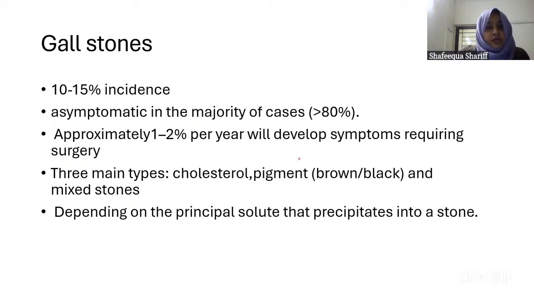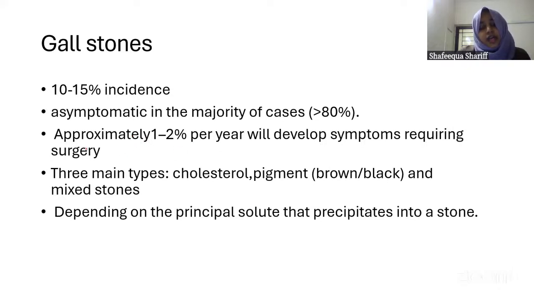So the incidence is around 10 to 15%. They're asymptomatic in the majority of cases, and most of them are usually identified only incidentally. So approximately in this 80%, only 1 to 2% per year will develop symptoms. But even that makes for a huge population. Hence, laparoscopic cholecystectomy is one of the most common surgeries performed.